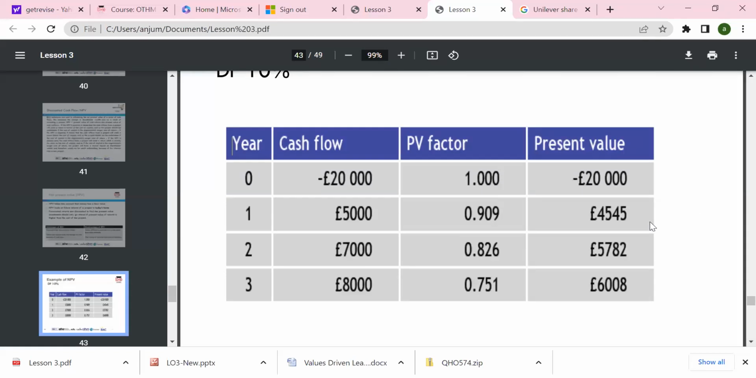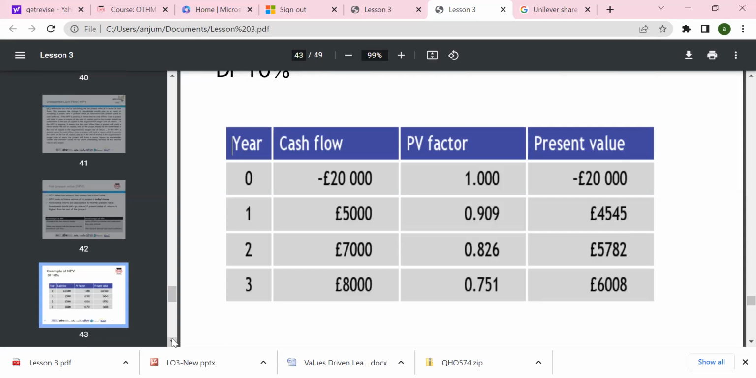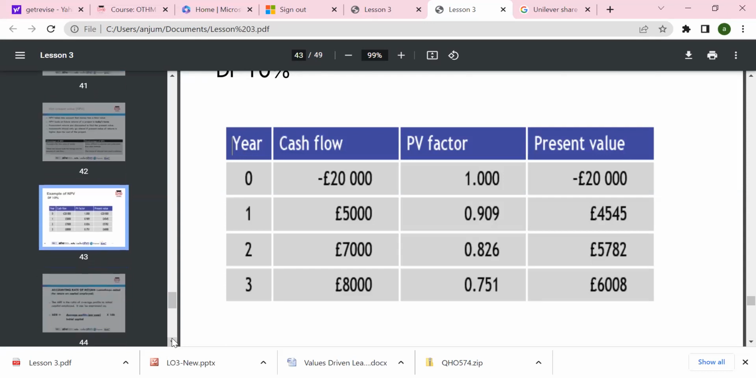So that's how we appraise. If you add all these figures, 4,545, 5,782 and so on, and take out the 20,000, our figure comes out negative. So we do not accept the project. NPV is negative. If it comes out positive, meaning your positive figures are higher than the outflows, then you accept it. Otherwise we do not accept it.